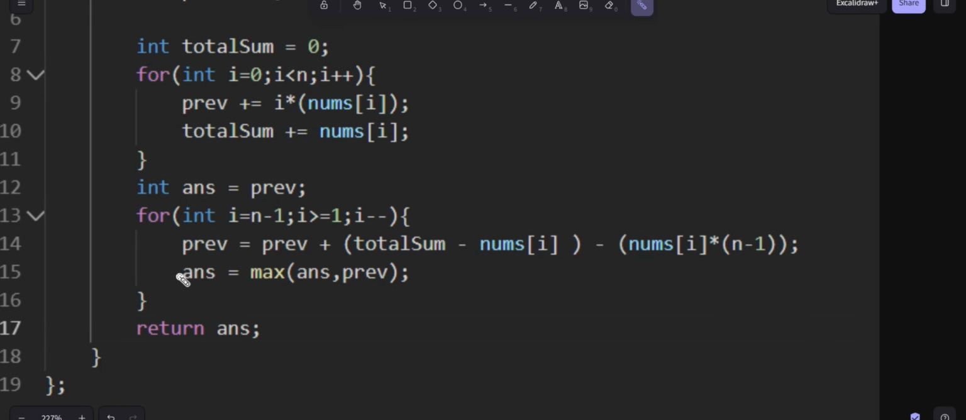Okay, so we calculated the answer as well here, because answer is going to be the maximum of all the previous values, and we returned the answer. And we can say that the time complexity was big O of n, and the space complexity was big O of 1.